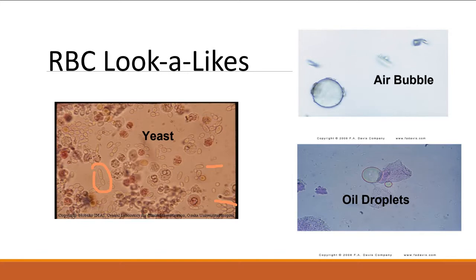Air bubbles. Air bubbles are highly refractile, so it's round in shape. There's no nucleus. There's also no central pallor. It's all uniform throughout. It looks exactly the same. So that's how you can tell it's an air bubble. You have oil droplets, which also look a lot like air bubbles, and they're also highly refractile. So both the air bubble and the oil droplets look the same.